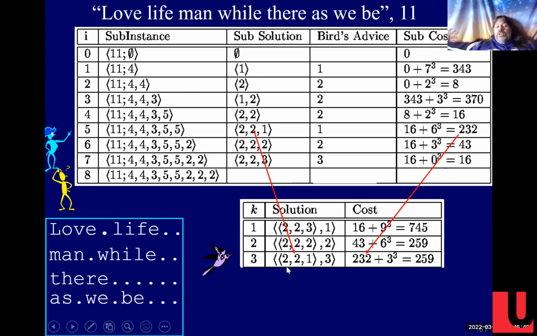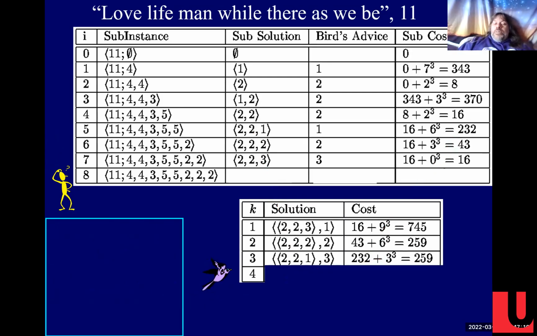What's the cost of our solution? Well, our friend says that the cost of 221 is 232, which is pretty high, but that's balanced out with our cost being only 3 cubed, right? So we get a total cost of 259, right? Everybody understand how we're doing this?